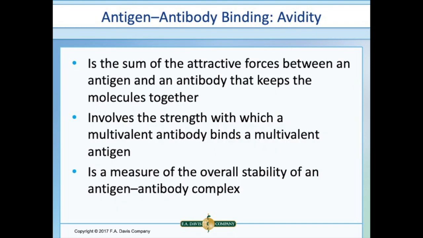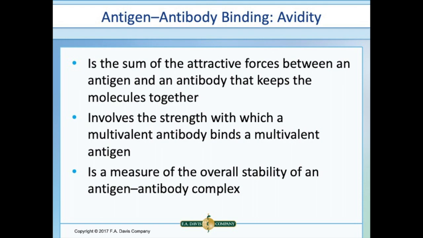Okay, so moving on, avidity, on the other hand, is considered to be the sum of attractive forces between an antigen and an antibody that keeps the molecules together. Which means that it involves the strength with which a multivalent antibody binds with a multivalent antigen. So, avidity does not only measure the affinity, but the overall strength of a multivalent antibody with a multivalent antigen.